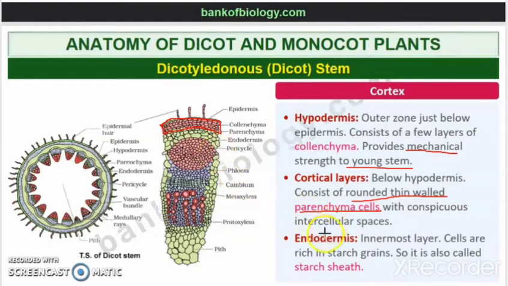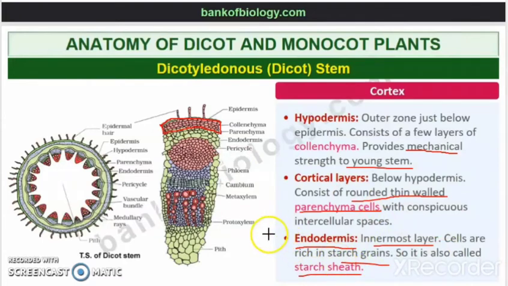Okay, now coming to the next one, which is the endodermis. So after the cortical layer, we see the innermost layer, which is called the endodermis. Right, so this is the innermost layer, and the cells are rich in starch grains. Okay, so this endodermis is the innermost layer, and these cells are rich in starch grains, and so it is called the starch sheath.